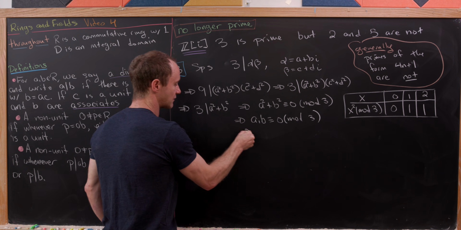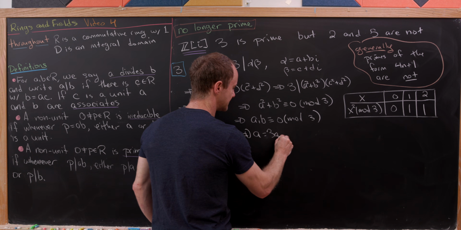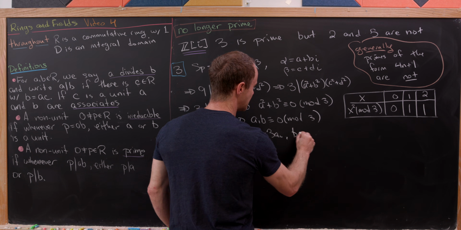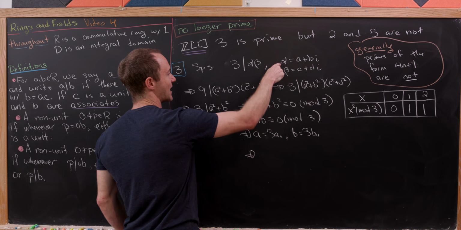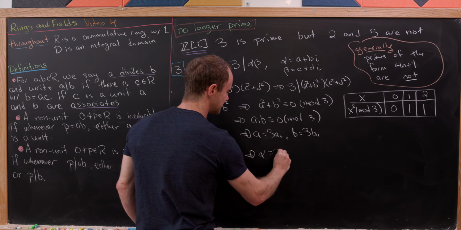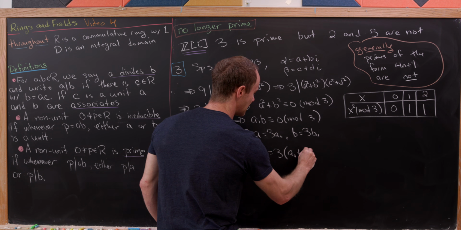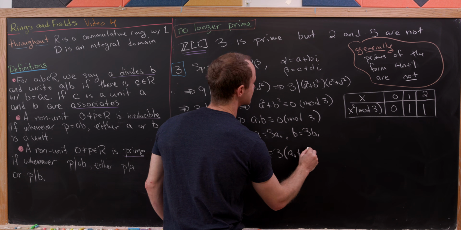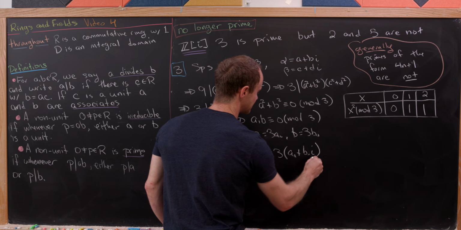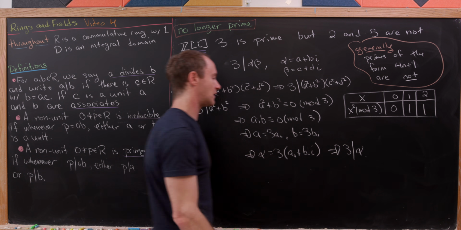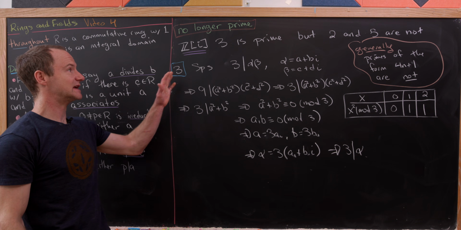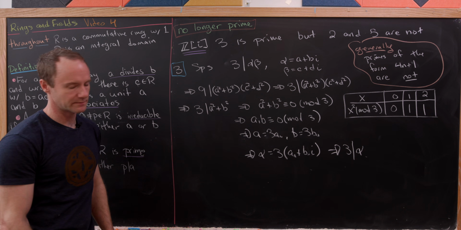But that means that we can write a as 3 times a naught, and we can write b as 3 times b naught. But then putting that back up here, that means that alpha is equal to 3 times a naught plus i times b naught. Or I guess we're writing this as b naught times i. In other words, we have 3 divides alpha as needed to show that 3 is prime.